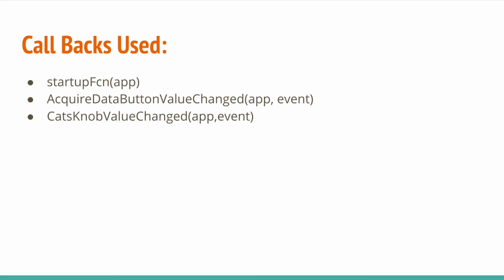So first off, I used 3 callbacks: startup FCN, acquire data button value changed, and cat's knob value changed. Similarly to their names, the startup function is used for when the app just starts up. Acquire data button value changed is for when a button is pressed, and cat's knob value changed is a fun personalized thing I just added in. You'll see it in the works when I show you my app. I will be explaining mainly the acquire data button value changed callback function because it is the button that makes all the magic happen on the app, and I'll briefly cover the other two as well.